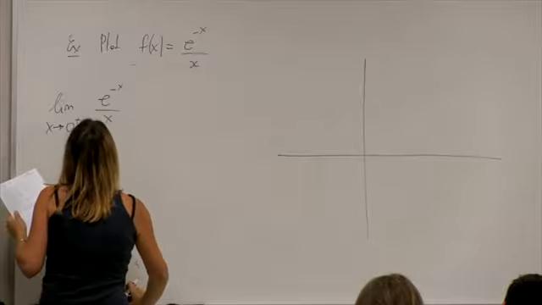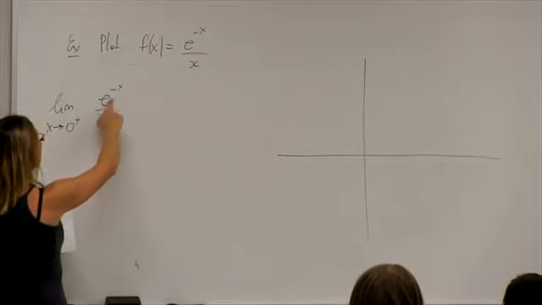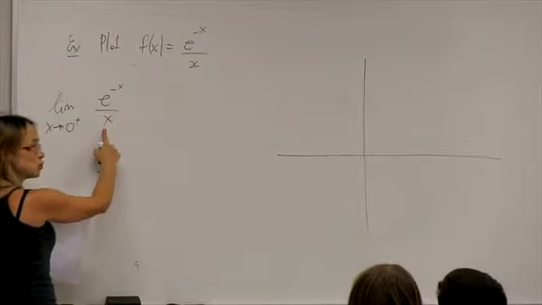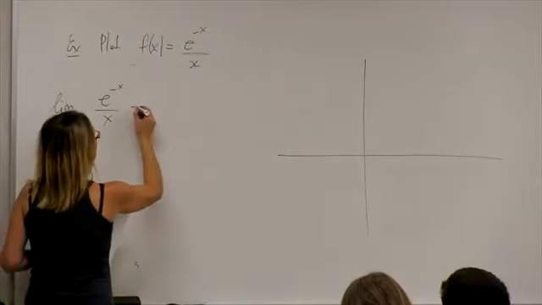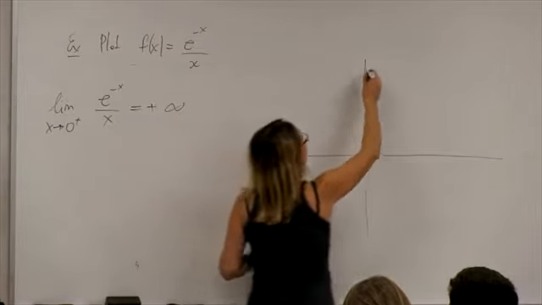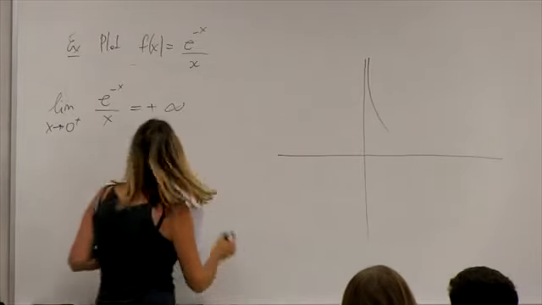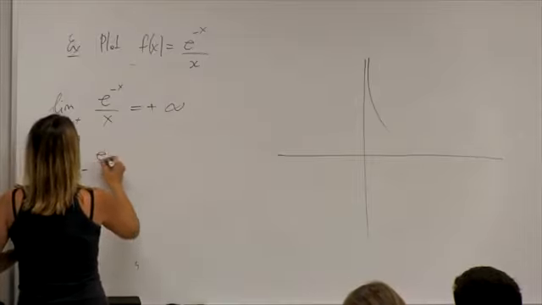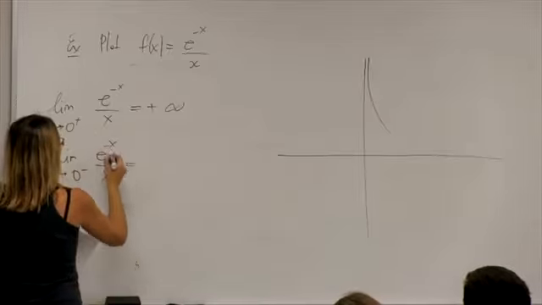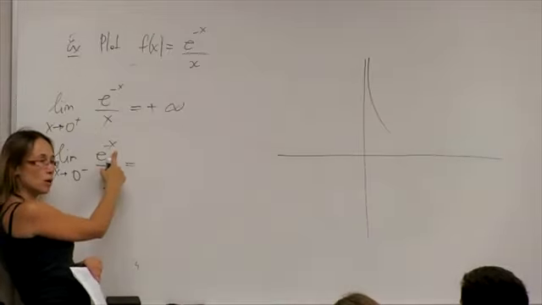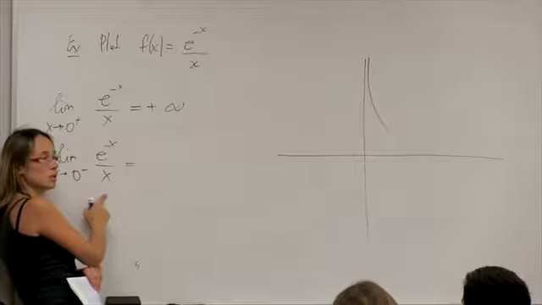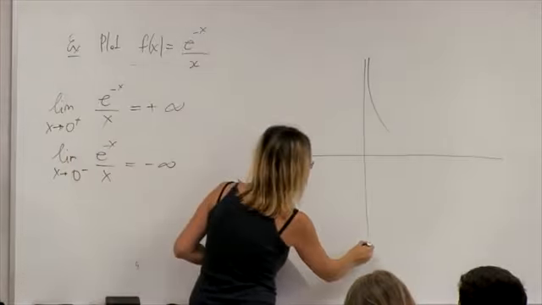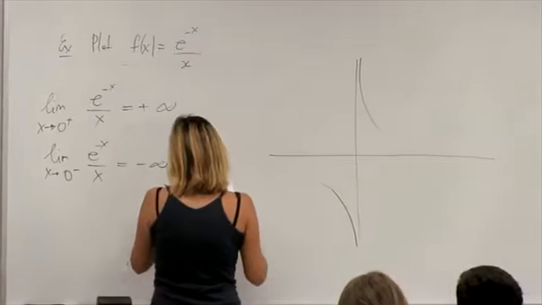So let's recall the properties of the exponent. What is e to the 0? 1. And the denominator goes to 0. So it's 1 over 0. So the answer is plus infinity. And I can draw it like this. Okay. Now, x goes to 0 on the left. Again, the numerator is 1. The denominator goes to 0, and it's negative. So the answer is minus infinity. So we have this discontinuity here, like this.